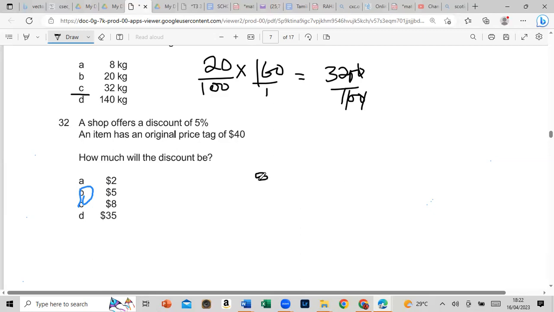But I think the other person was thinking of 5% off. That's how I think they would get D. Because they want to give the discount, right? So you have to find 5% of 40. Especially when things are on discount, you have to be able to calculate your discount. As I say, 5 times 40 gives us 200, and then we divide by 100. So that's $2.